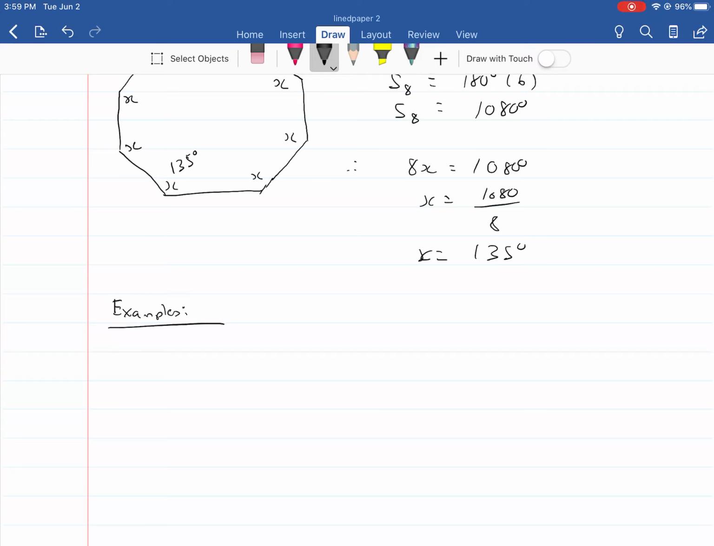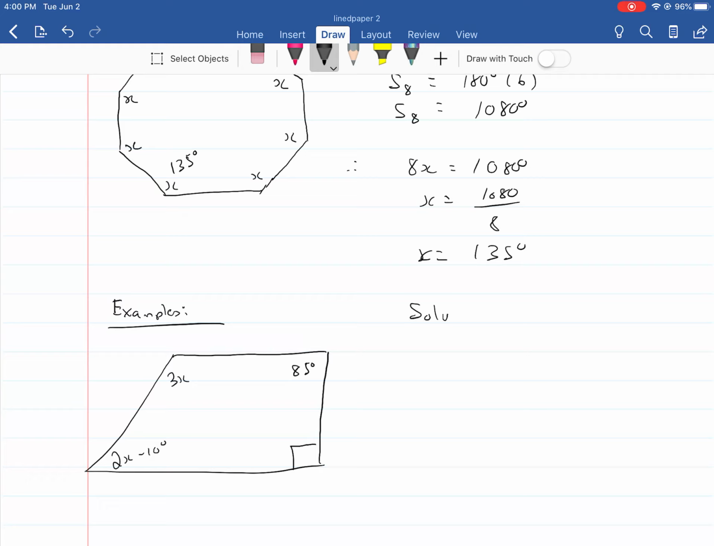We've seen something like this before, and I'm going to draw a quadrilateral, and I'm going to put some different angles in here. I'm going to call this 2x minus 10 degrees, and I'm going to call this 3x, and I'm going to call this 85 degrees. And then the last angle, I've got a little right angle symbol there, so it's a 90. And the question will be solve for x.